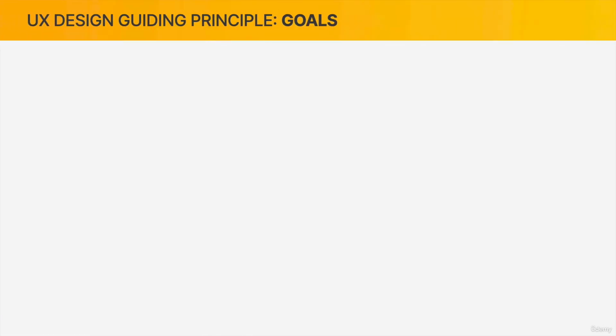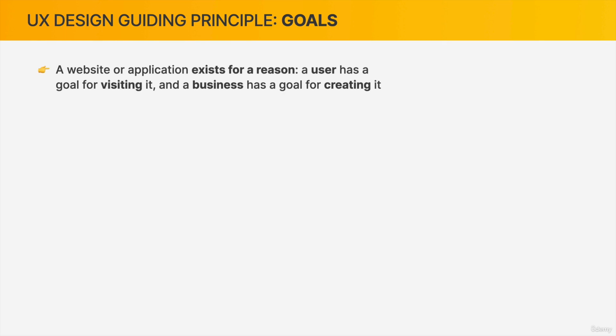Now, when we think about and design the user experience of a product, it's always all about goals. So a website or an application exists for a certain reason. So a user has a certain goal for visiting a page, and the business has a certain goal for creating that page in the first place. Because if neither the user nor the business had a certain goal, then there wouldn't be the need for that page to actually exist in the first place, right?